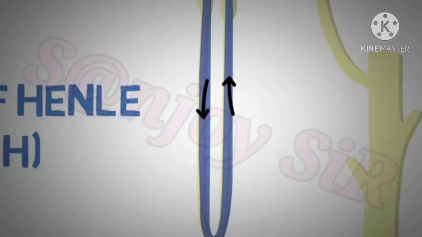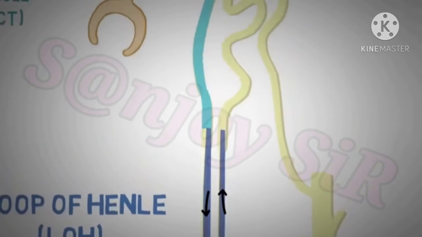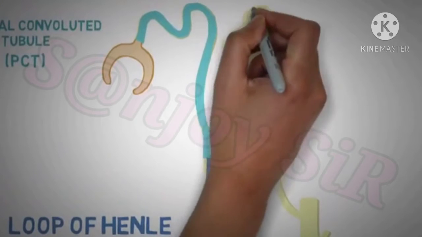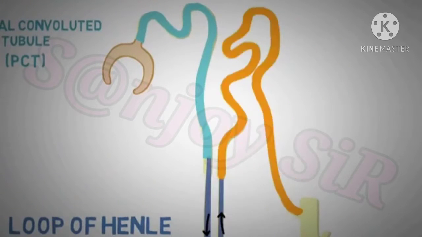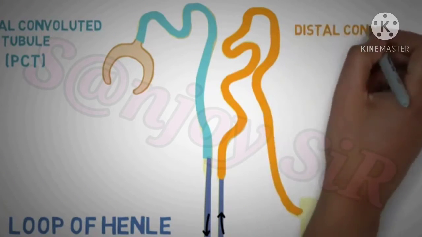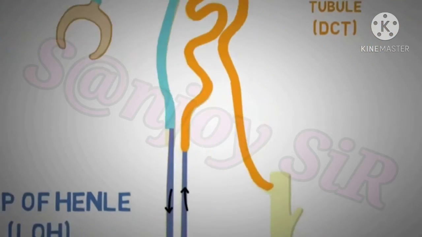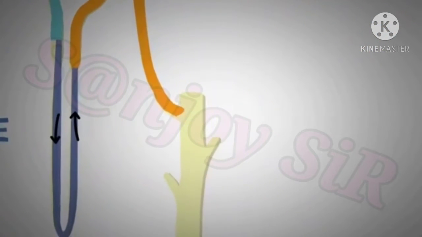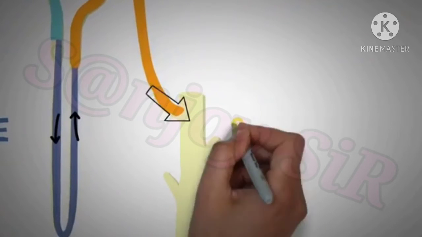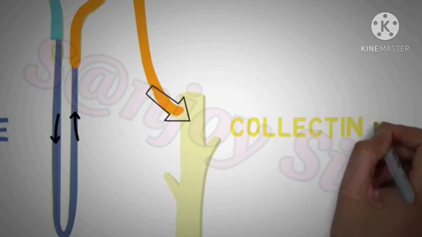The ascending limb of loop of Henle leads into the distal convoluted tubule. Distal meaning away, since it is located far from the Bowman's capsule as compared to the proximal tubule, and convoluted since it is also a folded structure to increase the overall length of the tubule. The distal convoluted tubule drains into the collecting duct, which also receives input from many other nephrons in the region.